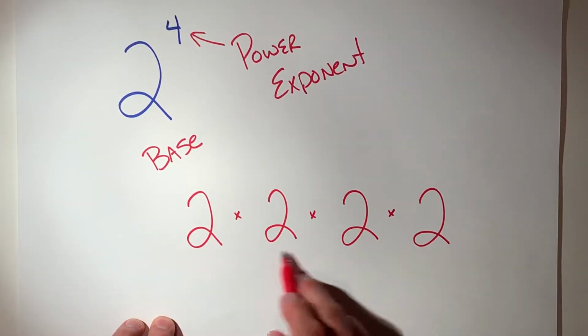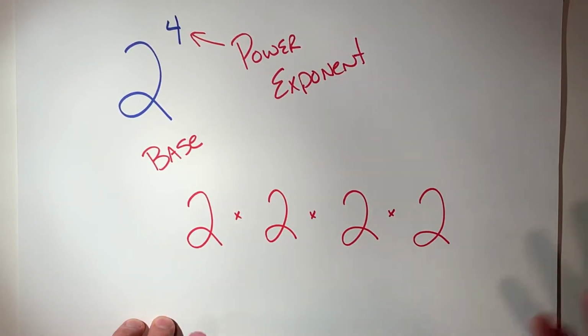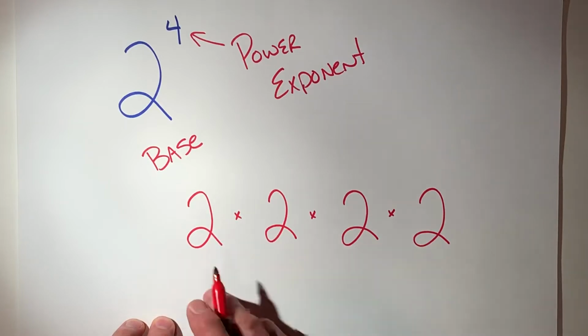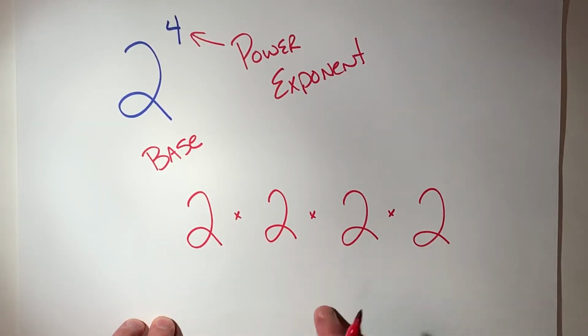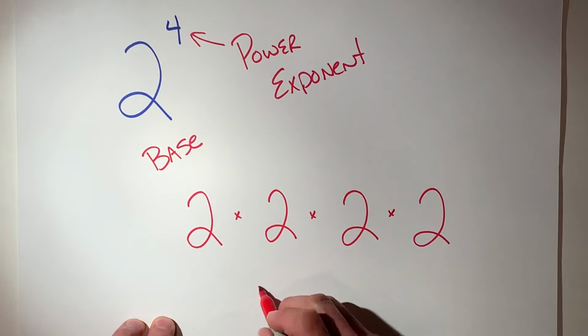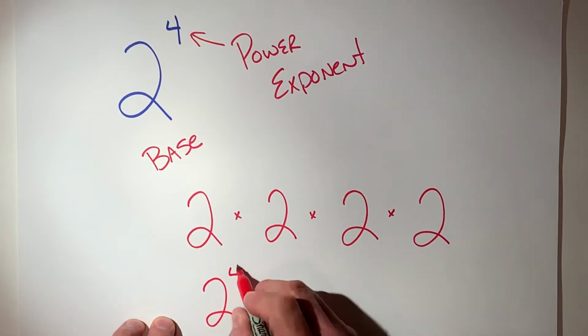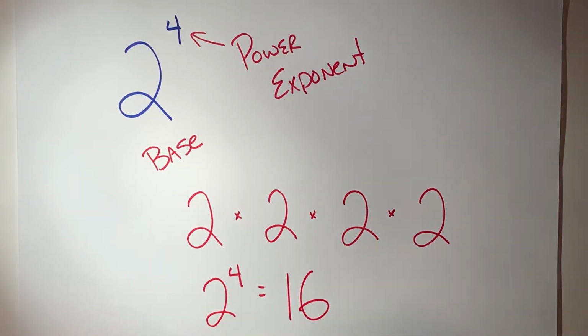And now, typically with numbers that are easy, like 2s and 3s and 5s and so on, we're going to go ahead and multiply this out. 2 times 2 is 4, times 2 is 8, 8 times 2 is 16. So 2 to the 4th power equals 16. And that's all there is to working with exponents.